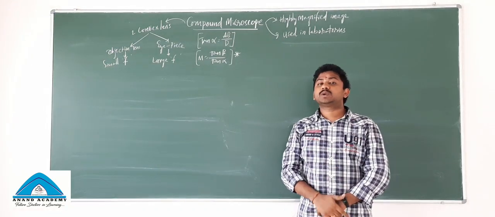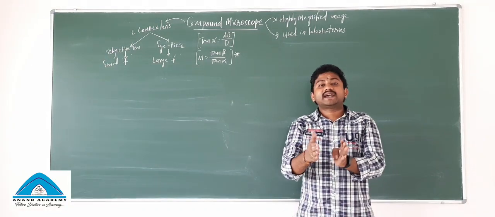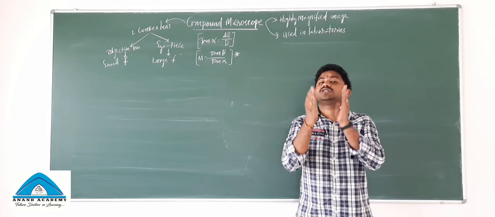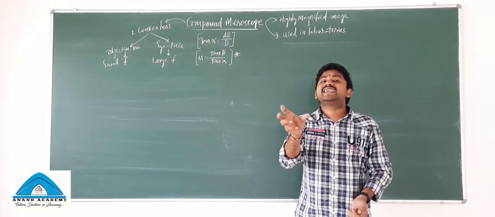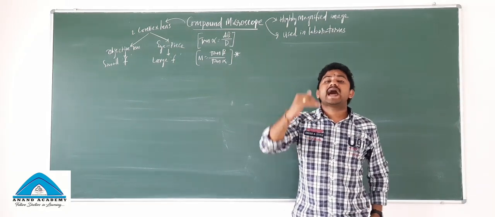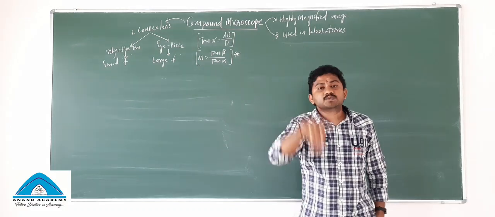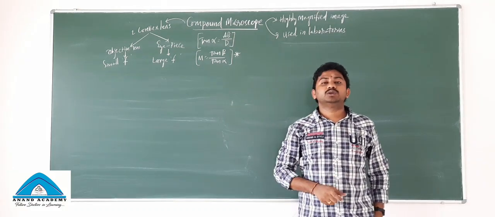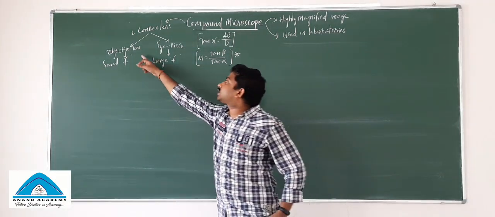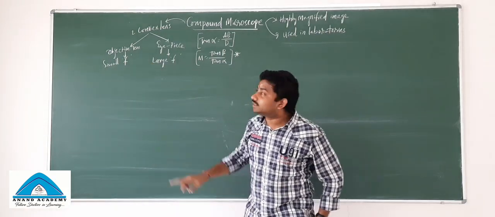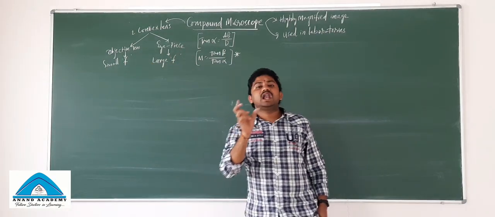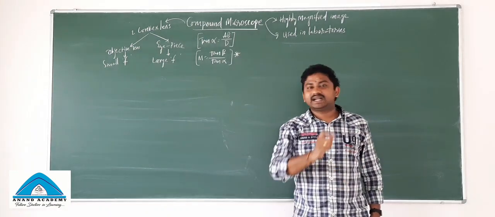And a very important objective type of question. Sometime in the NEET exam this question was asked. Which is the lens having large focal length and small focal length in a compound microscope? So the objective lens will have a small focal length and the eyepiece will have a large focal length. Let us start.